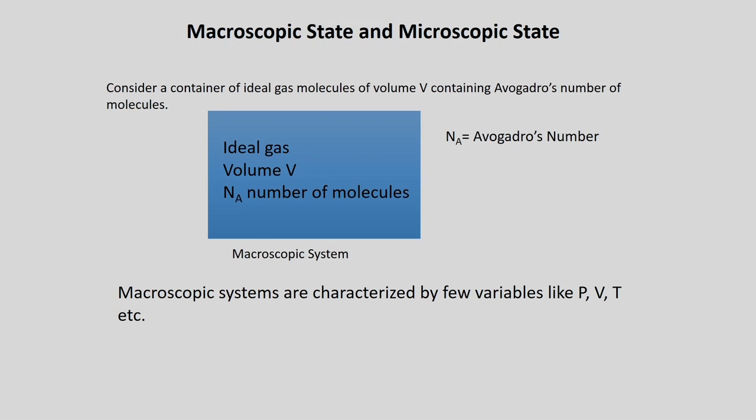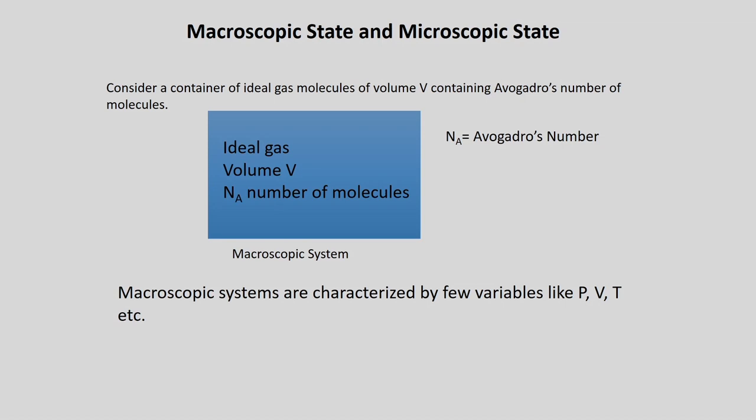Okay, so today we'll discuss macroscopic state and microscopic state. For that, we first consider a container of ideal gas molecules of volume V. This container contains Avogadro number of molecules. So we consider one container that contains ideal gas, and the volume of the container is V, and in that container we have kept Avogadro number of molecules.